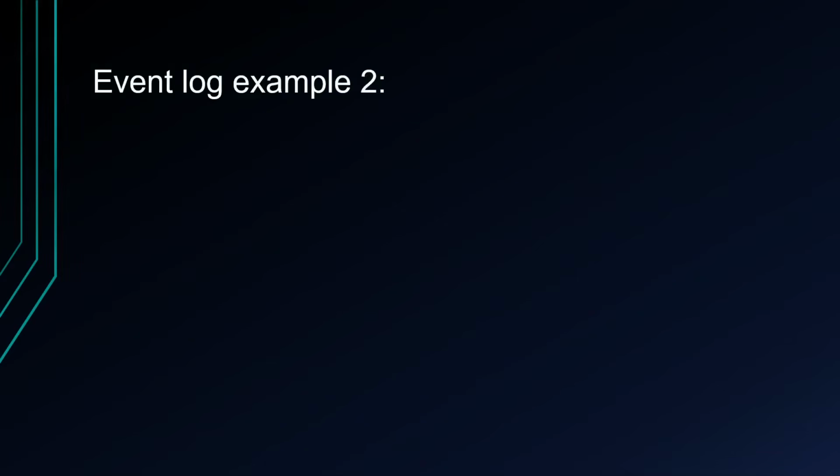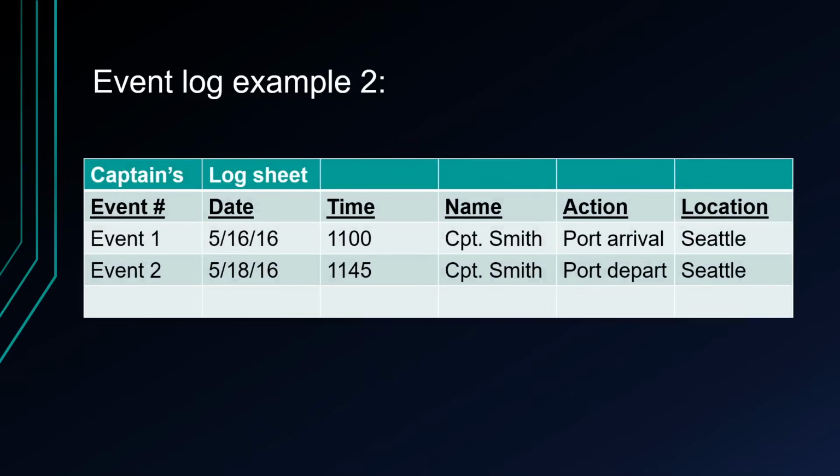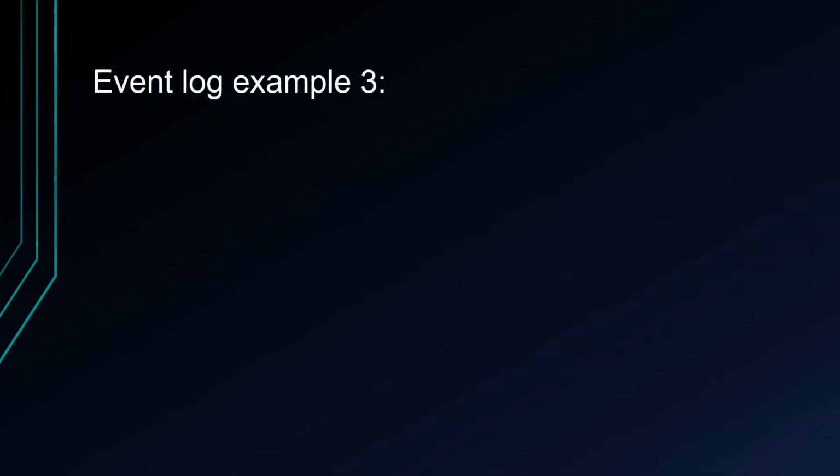This is going to be an example of a captain's log, so events surrounding a specific ship. We see here on the third row, event 1 on the 16th of May 2016 at 11 o'clock, Captain Smith recorded a port arrival to Seattle. And then we see event 2 on the 18th of May 2016, so 2 days later at 11:45 in the morning, Captain Smith recorded a port departure from Seattle. Let's take a look at a third example.